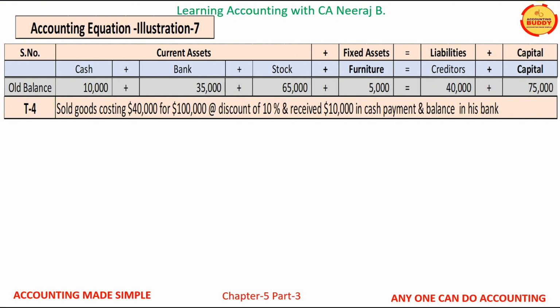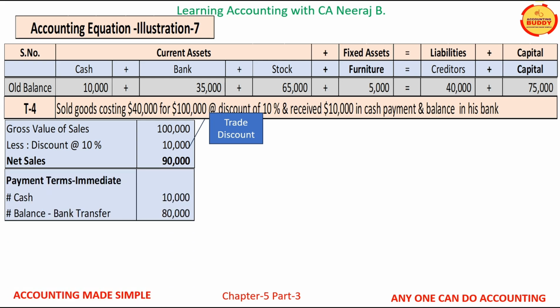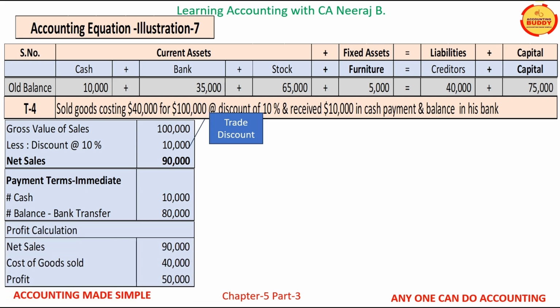Hope you remember the term trade discount we learned in the chapter 2 basic accounting terms video. Since the 10% discount in this transaction is a trade discount, the revenue will be recognized net of trade discount and therefore the payment of $90,000 will be received: 10,000 in cash and the balance 80,000 in bank. Let us now figure out the profit of the transaction. If we deduct $40,000, which is the cost of the goods, from the net revenue of $90,000, there will be a profit of $50,000.